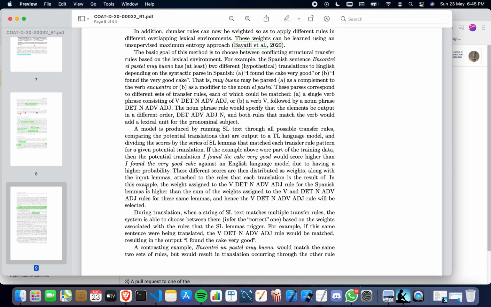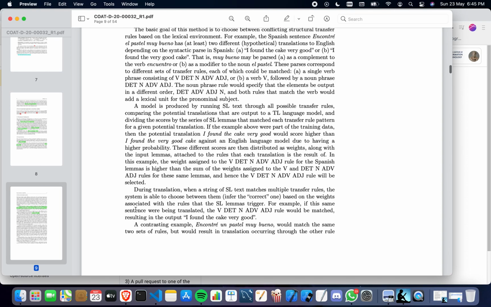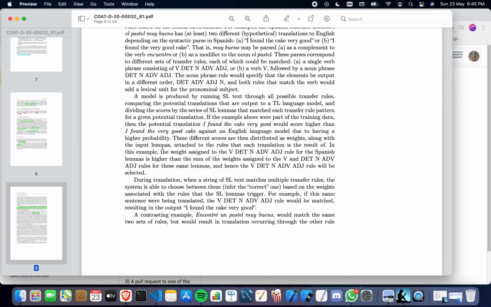In this example, the weight assigned to the V, det noun, adverb, adjective rule for the Spanish lemma is higher than the sum of the weights assigned to the V and verb and determiner, noun, adverb, adjective rule for these same lemmas, and hence the verb, determiner, noun, adverb, adjective rule will be selected. So this is how we are finalizing on the transfer rule.